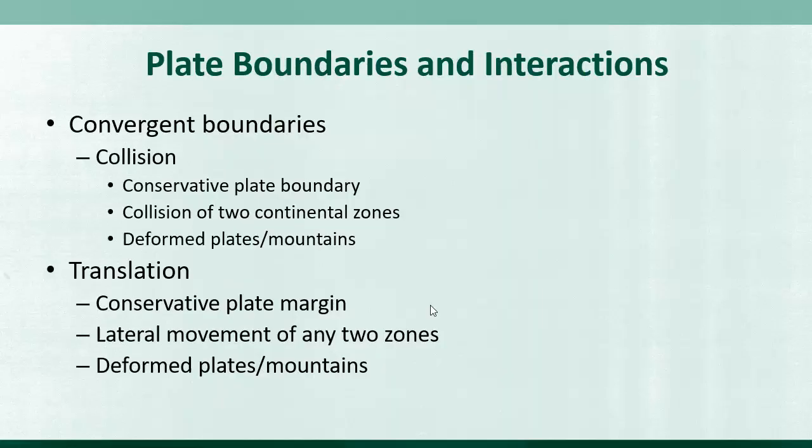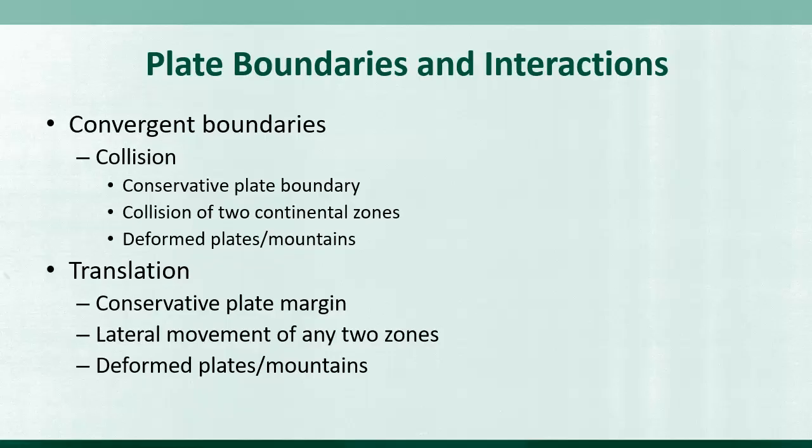Other plate boundaries that are very important include collision areas, and these are sometimes referred to as conservative plate boundaries. Two continental zones generally coming together and pushing against one another. Nothing is being created or destroyed, but there's a huge amount of tectonic activity that takes place in these zones, and as a result there's a huge amount of deformation that occurs.